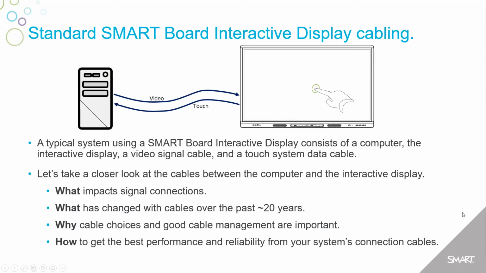So for the basics, a standard Smartboard interactive display consists of a computer, the interactive display, a video signal cable, and a touch system data cable. Throughout this presentation, we're going to take a closer look at the cables that exist between the computer and the interactive display. The presentation is structured to answer several questions. What impacts these signal connections? What has changed with the cables over the last 20 or so years? Why appropriate cable choices and good cable management are important, and how to get the best performance and reliability from your system's overall connections.